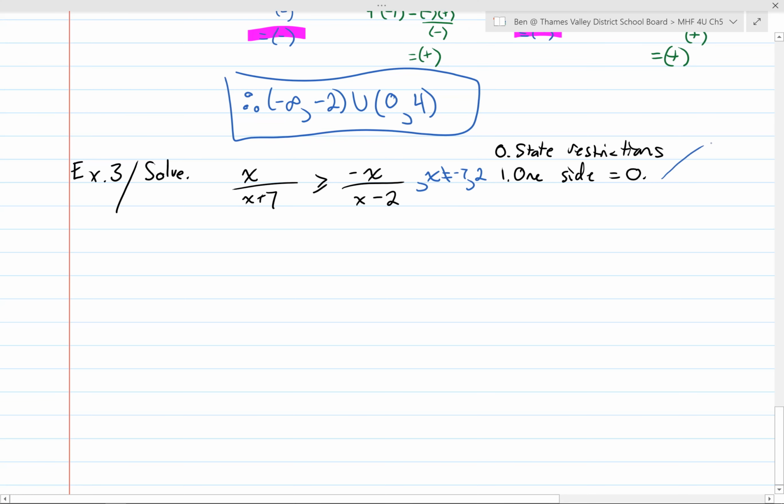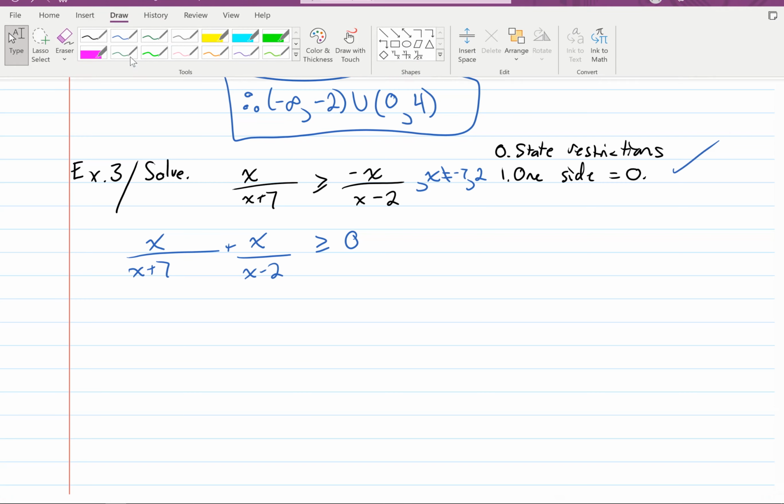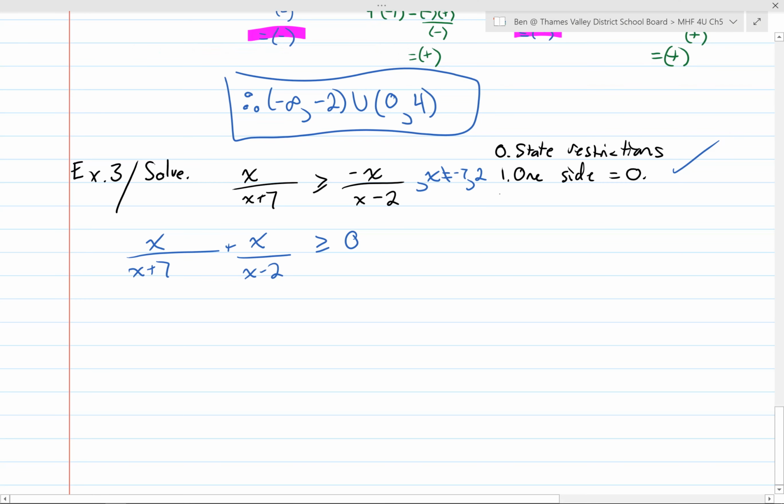Now we want to rearrange it so that one side equals 0. Okay, well then I can add this fraction to either side. So I'm working with x divided by x plus 7 plus x divided by x minus 2, where this is greater than or equal to 0. Okay, so now I've set one side equal to 0. Now what I'm looking to do is find a common denominator and simplify. Okay, we know how to do that.